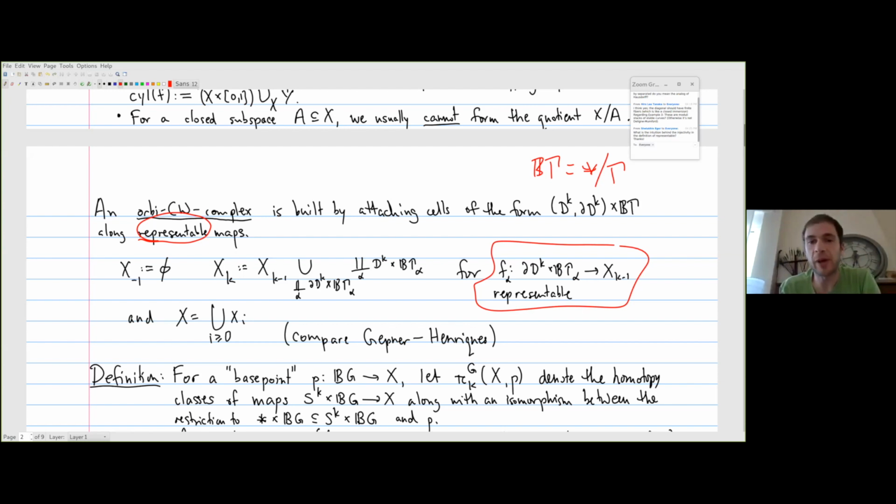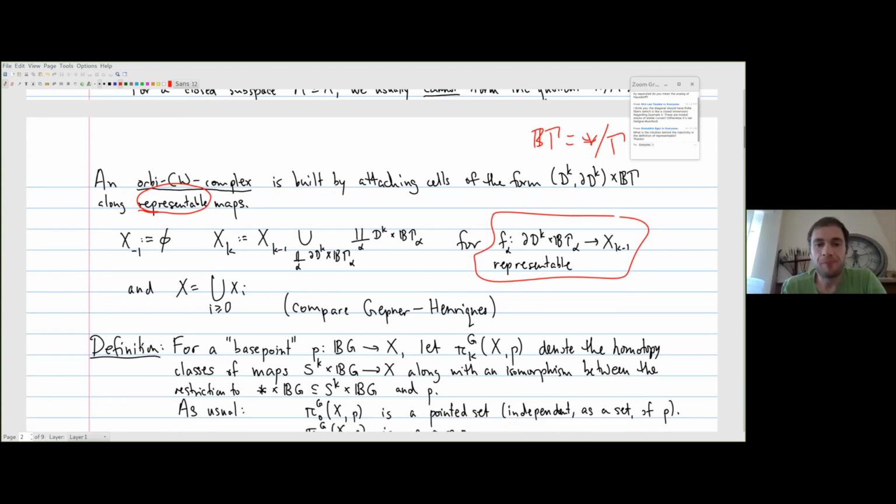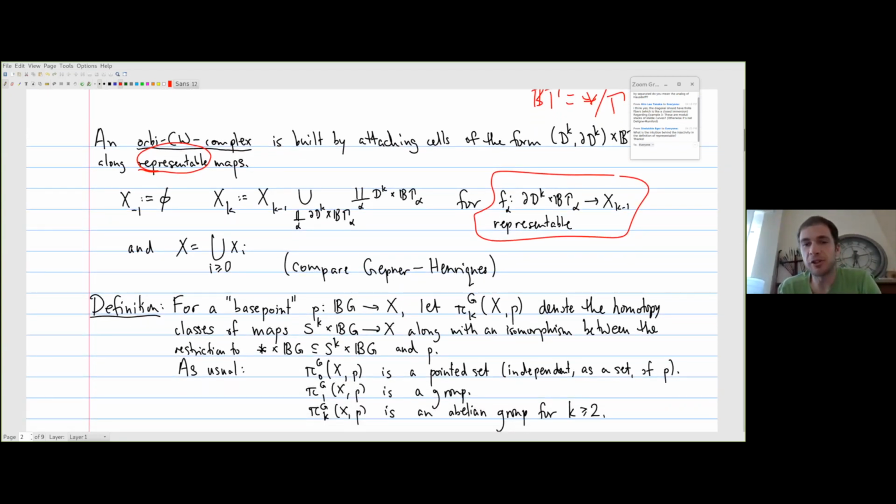They are just homotopy classes of maps from the sphere cross BG into X. And these should be based maps, since the restriction to a base point cross BG inside the sphere cross BG is identified with P. So homotopy classes is this set, and as usual, when K is at least 2, this is a group. This is an abelian group. When K is 1, it's a group. When K equals 0, it's a pointed set. And if you forget the base point, it's a set which is independent of the base point.